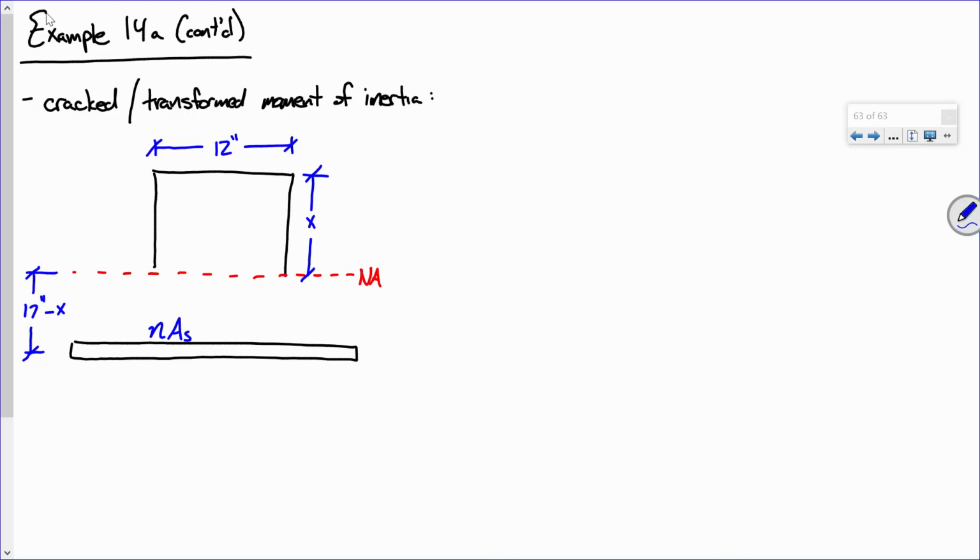Let's see if you all are charging those memory banks, see what we can figure out. We have to calculate N. Remember, N's our modular ratio. It's the ratio of the modulus of elasticity of the steel over the modulus of elasticity of the concrete, steel on top, concrete on the bottom. So, what's the modulus of elasticity of steel? There we go, 29,000 KSI.